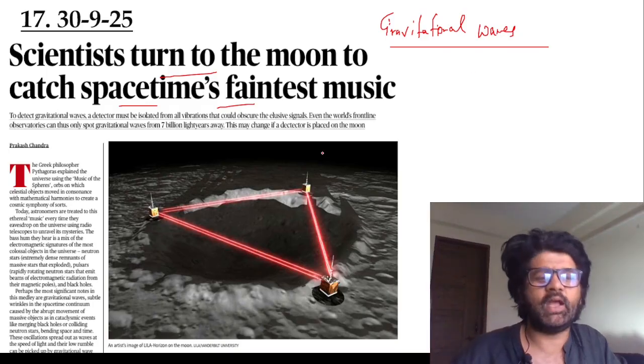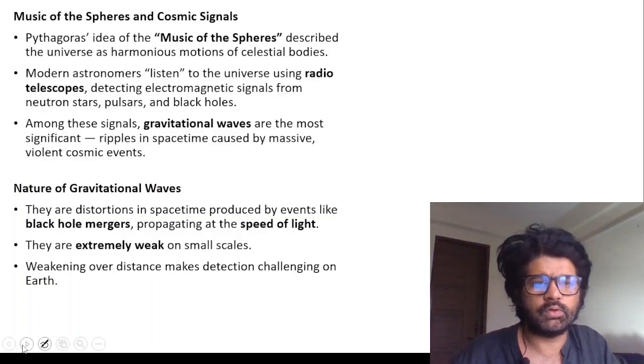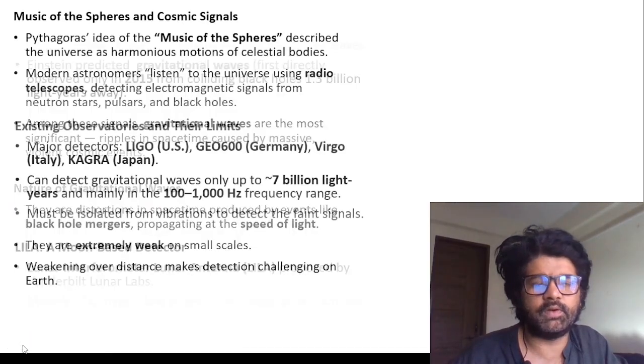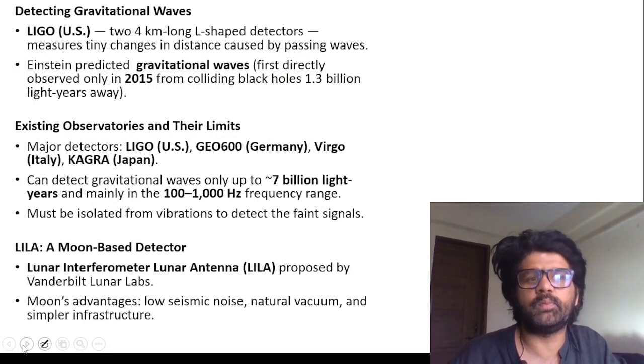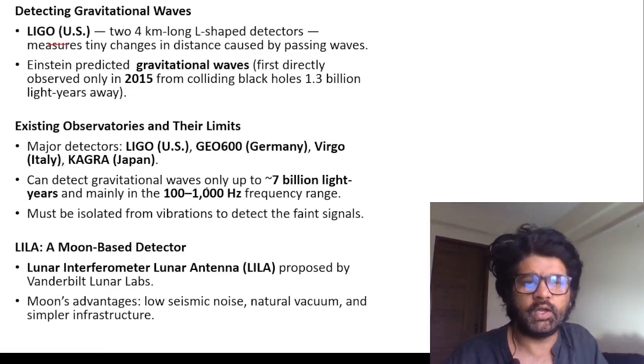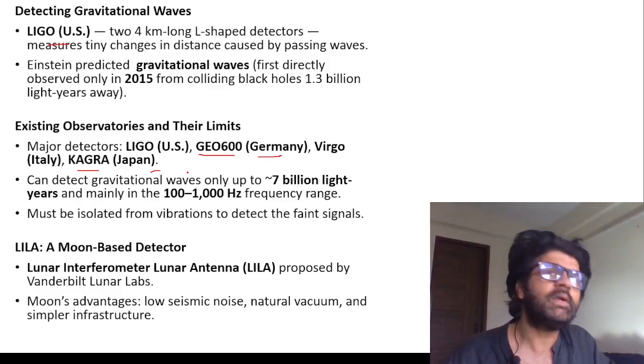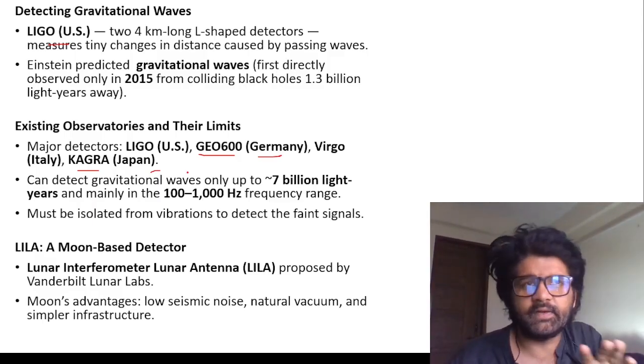Now on Earth we have LIGO. You cannot observe these waves with simple telescopes. You need very interesting kinds of instruments and detectors. You have LIGO in the US, GEO 600 in Germany, Virgo in Italy, KAGRA in Japan. Remember this. But on Earth there are interferences and issues.